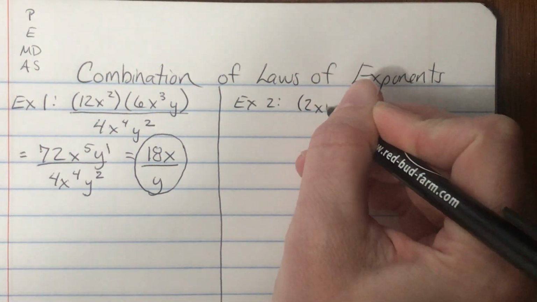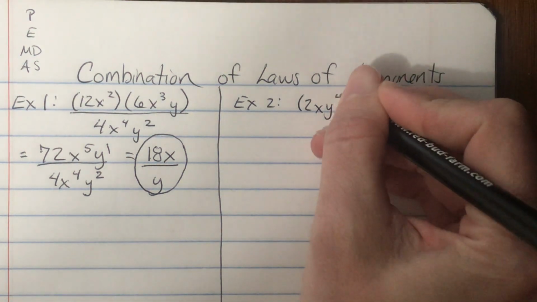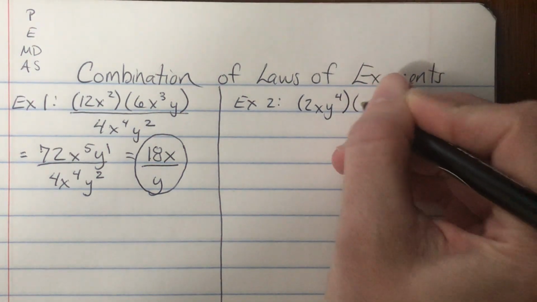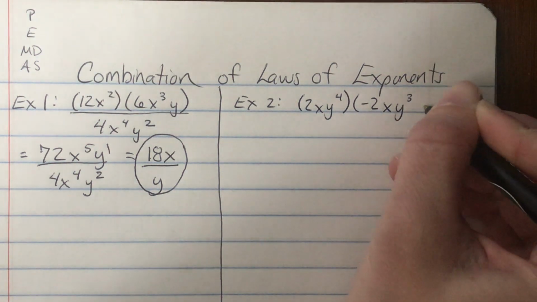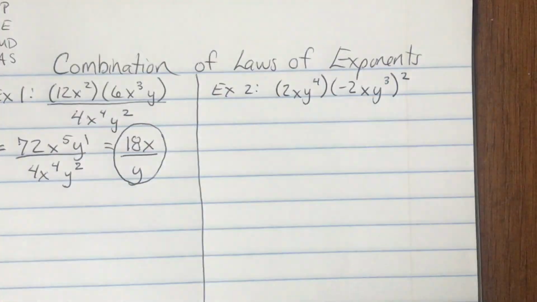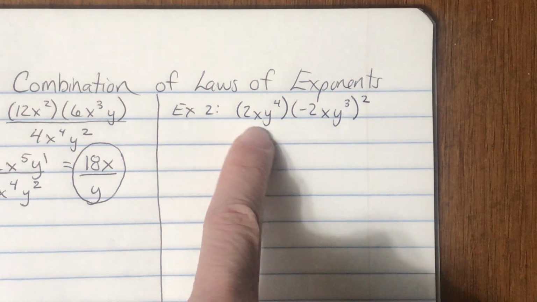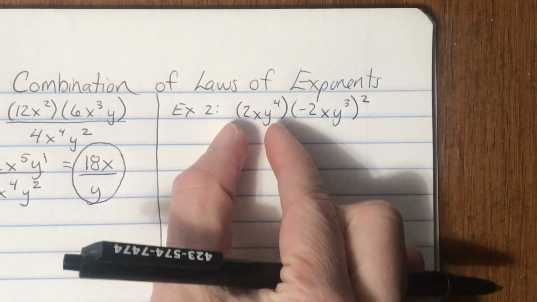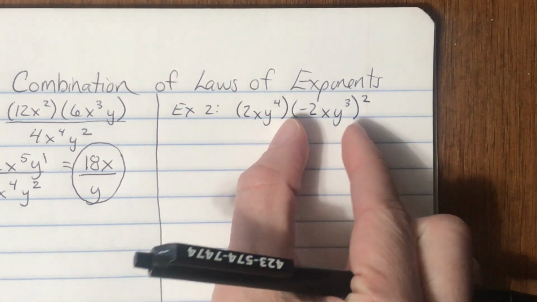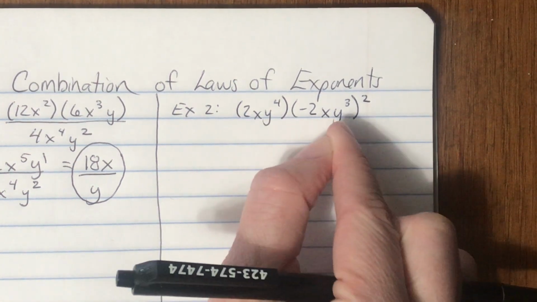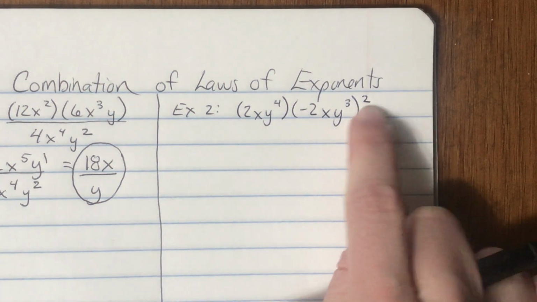So let's do 2x squared in parentheses, 2xy to the fourth in parentheses, and then negative 2xy to the third, in parentheses, squared. All right, and so again, we're using order of operations. So parentheses, check your parentheses first, but again, there's nothing to simplify here. We've got a 2, an x, a y. There's nothing to actually combine there. Same thing over here. We've got a negative 2, an x, and a y. Nothing to combine over there. So parentheses are done.